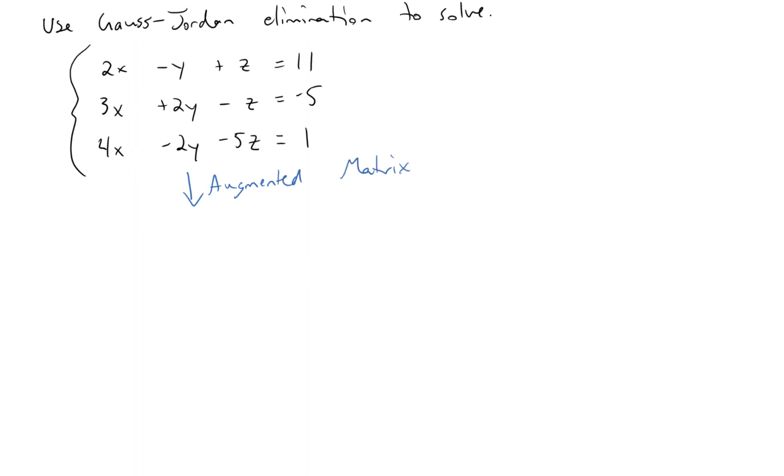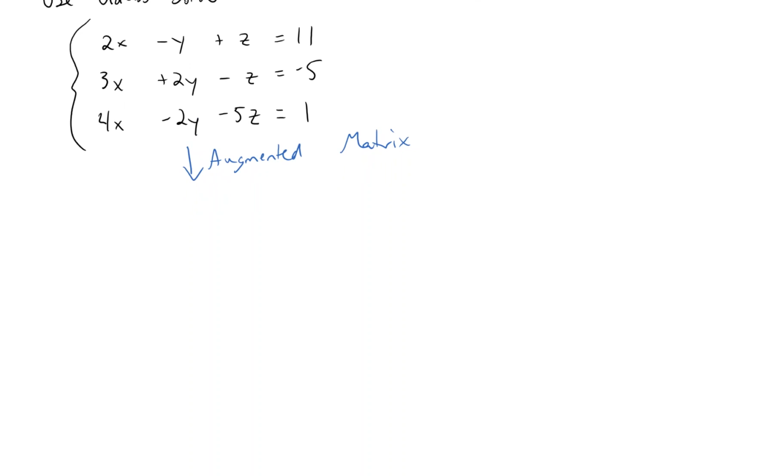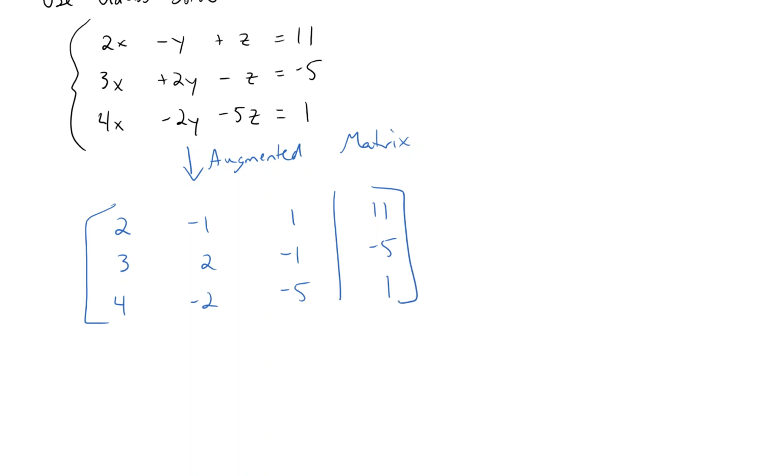So go ahead and see if you can do that using proper notation, and then come back and see if you got it right. Pause the video and then come back. Okay, so you should get 2, negative 1, 1, 11, 3, 2, negative 1, negative 5, 4, negative 2, negative 5, 1, with a vertical bar and brackets. Okay.